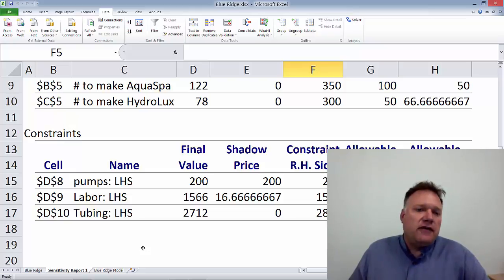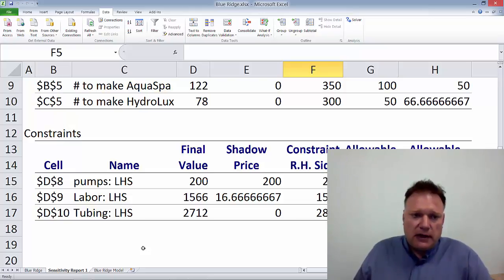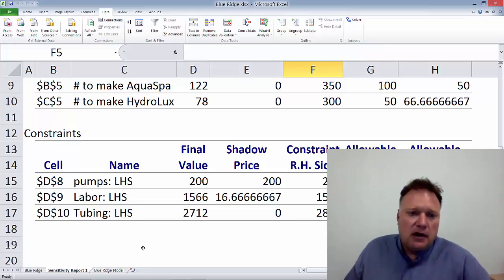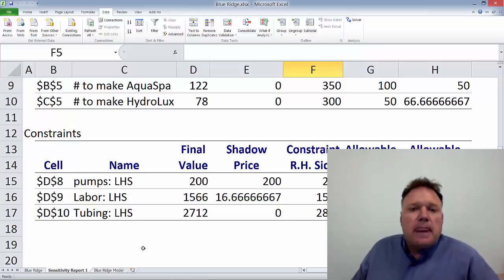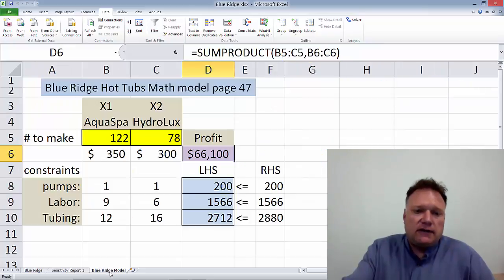So if they're not meaningful, or if Solver pulls the wrong ones, or if you want to change it, you can just put your cursor in there and change those, pumps LHS. You can change it to something else more meaningful, no problem. But it's a name associated with the left-hand side with each of those constraints. So pumps, labor, tubing, those are the constraints. Final value. Those are the values that were in the left-hand side of the constraint for this particular solution. So those are the left-hand side values.